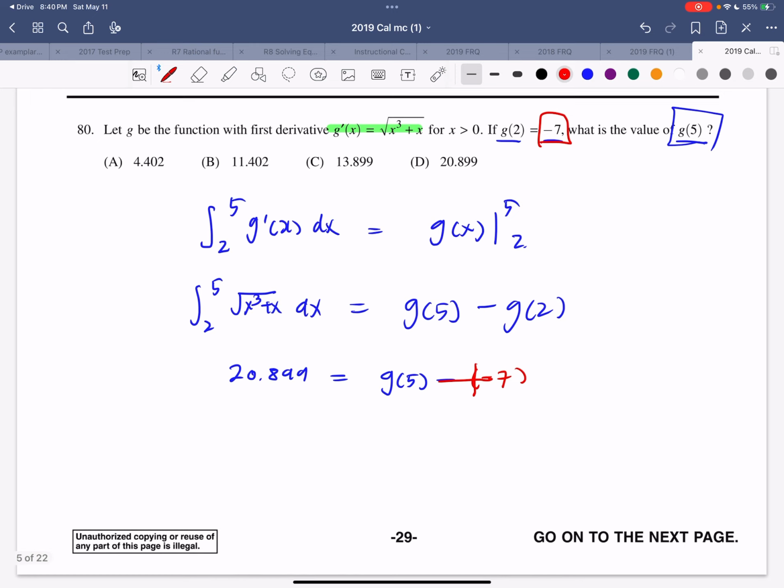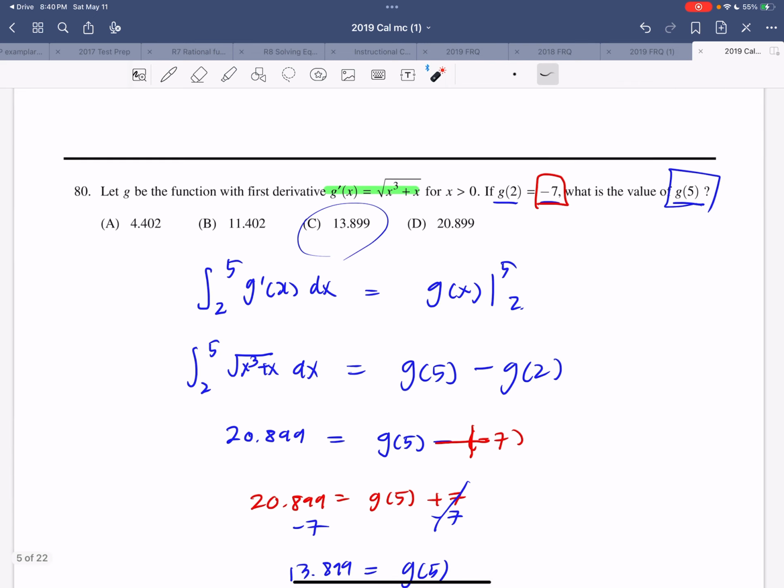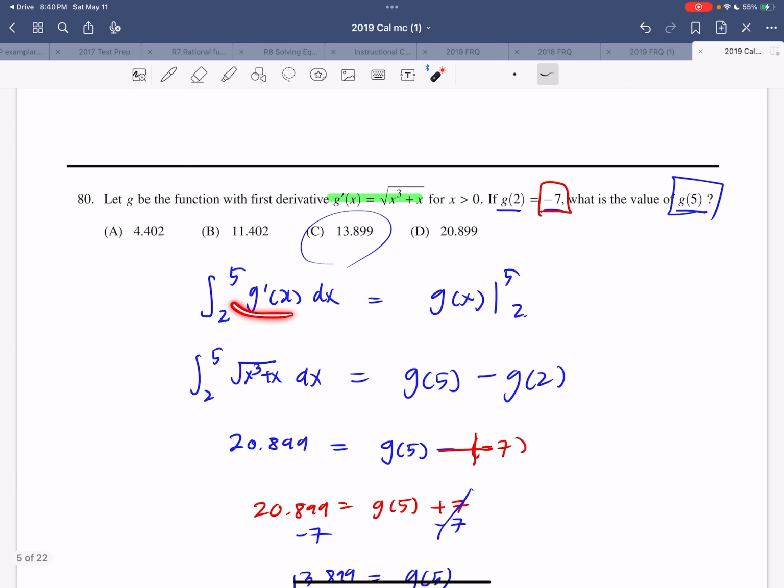So if you want to solve for g of 5, it's 20.899 equals g of 5 plus 7. I just rewrote it. So I'm going to do minus 7 on both sides. You're going to get g of 5 is equal to about 13.899. So keep that in mind. When you do this one, the antiderivative of the first derivative will become g of x. And now you've got to plug in 2 and 5. So this is this one, as you know.